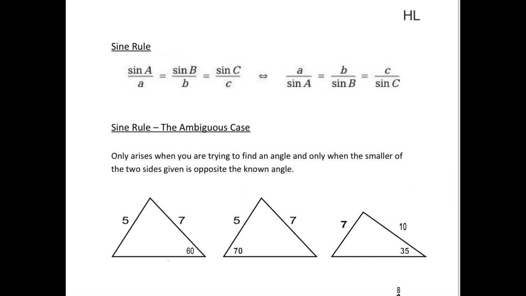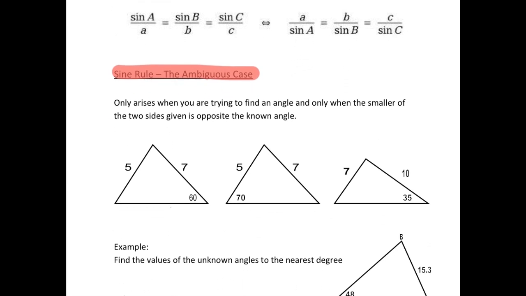In this video, I'm going to be talking about the ambiguous case of sine rule, which appears on the higher level course. The ambiguous case of sine rule only arises when you are trying to find an angle and only when the smaller of the two sides given is opposite the known angle.